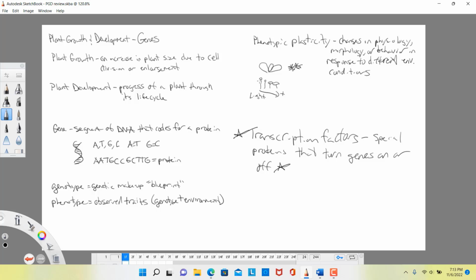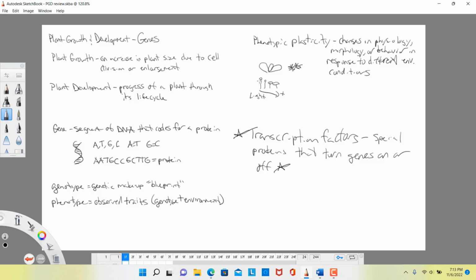And the last thing we looked at were transcription factors. And this is really, really important because transcription factors are one of the ways that we see this phenotypic plasticity. It's one of the underlying mechanisms behind this. And transcription factors are special proteins that turn genes on or off.